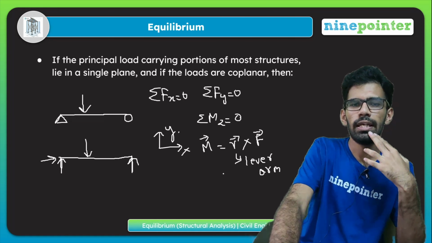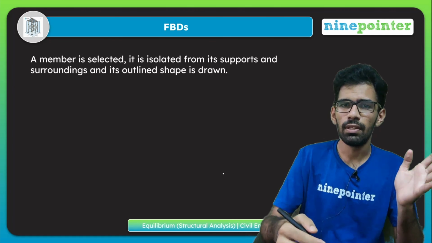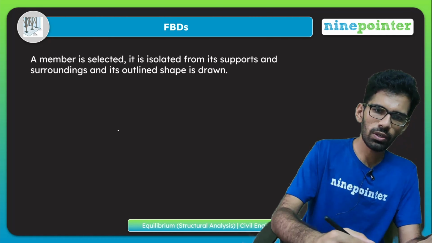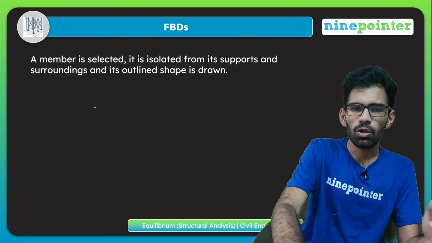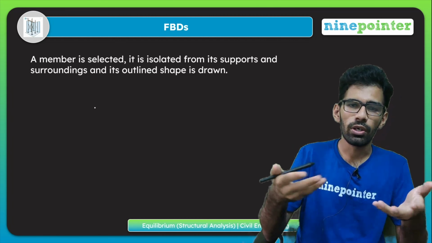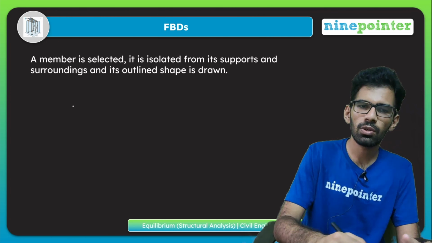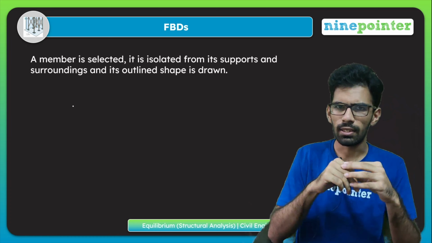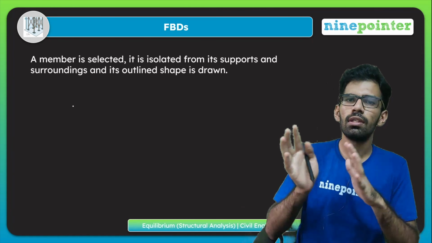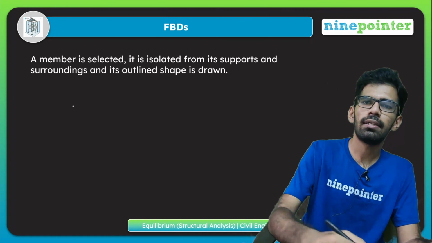Now let's move to the next part, which is drawing FBDs. We have been drawing FBDs from 11th and 12th. We have drawn a lot of FBDs. But now what we are going to see is what to do when a structure is given. If you are given a structure, how will you draw its FBD? The basic way to draw an FBD is that we select any one member from the structure and then isolate it, and whatever reactions and internal forces there are, we will indicate them on the component. Okay, so that is the basic FBD.